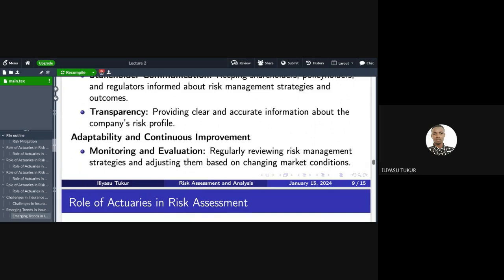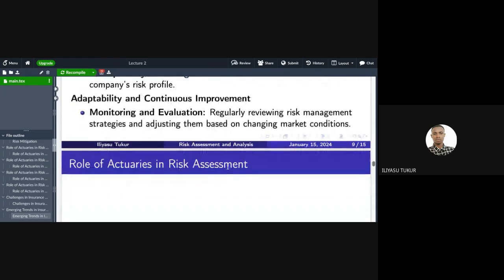So yeah, monitoring and evaluation, that is done. Some companies do it quarterly, some do it annually, depending on how large their business operation is. So at the end of every quarter or every year, they evaluate what they have, regularly reviewing their risk management strategy and adjusting it. They can change their pricing, they can increase, they can reduce, they can do a lot of things. This is evaluation in general.